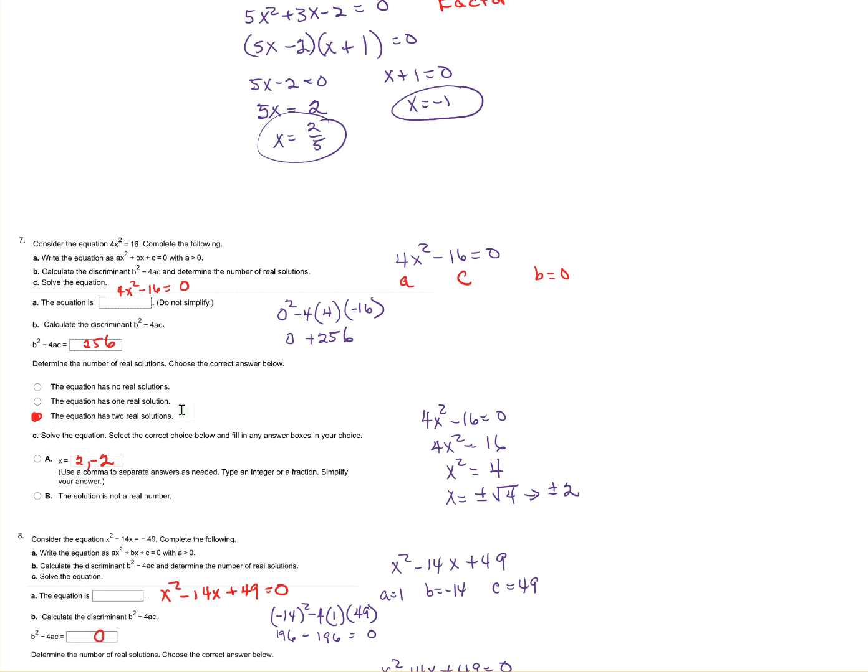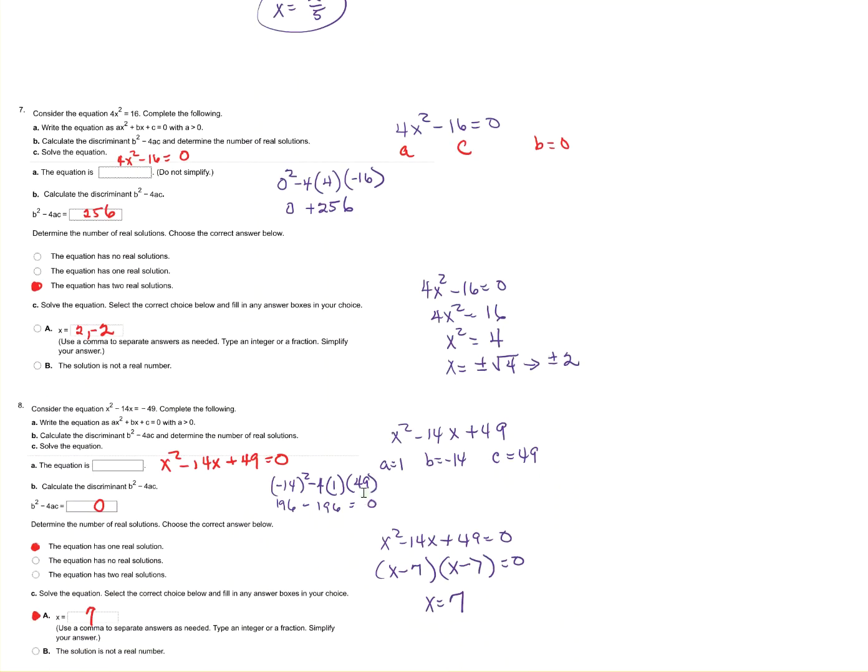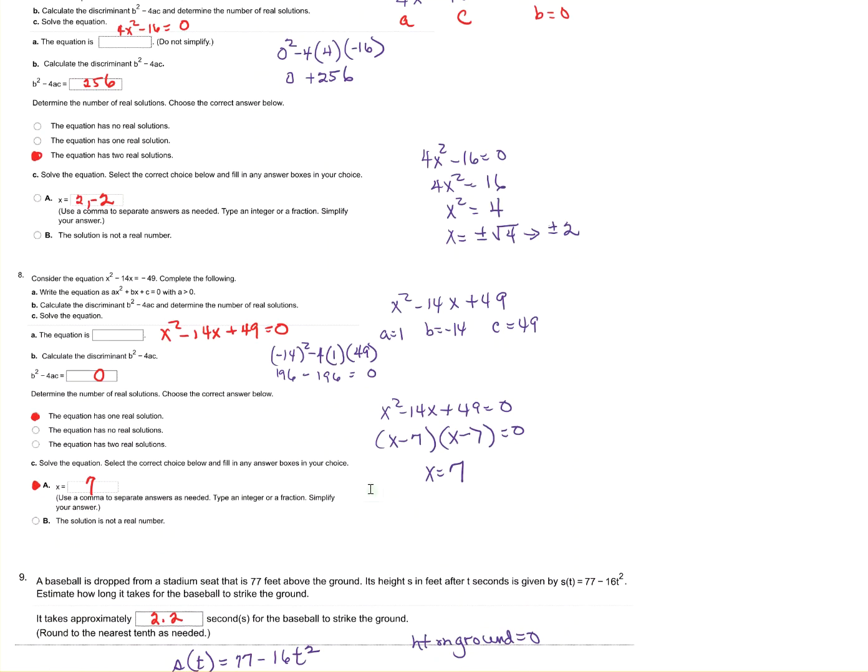We got that. C part, they want you to go ahead and solve it. So here, 4x squared, we'll put the 16 over here. Divide by 4. We have x squared equals 4. X is plus or minus the square root of 4, which is plus or minus 2. And there's our solutions. You're going to do the same thing with number 8. You do have a, b, and c here. So we've got this as our equation. So that goes in that box.